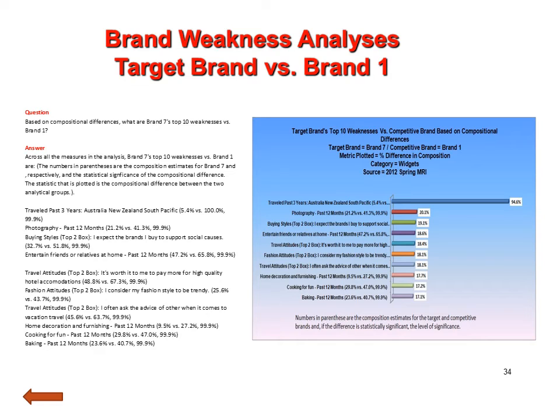The answer that follows shows the target brand's top 10 weaknesses across all the measures in the analysis and shows next to each measure the compositional estimates for the target and competing brands and the statistical significance of the difference. As is the case for each strength analysis slide, on the right side is a chart which shows the compositional difference between the target and competing brands.